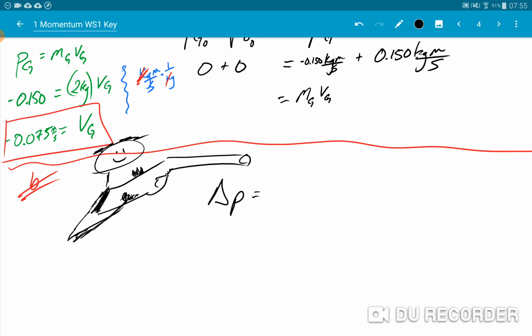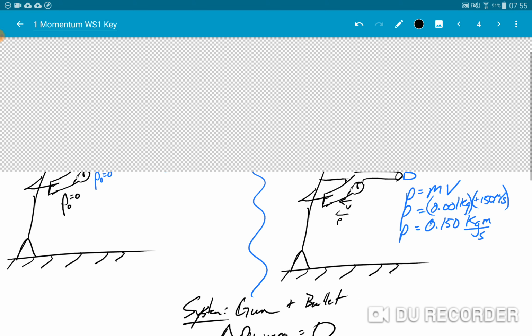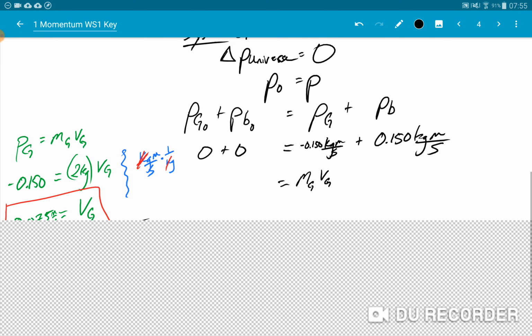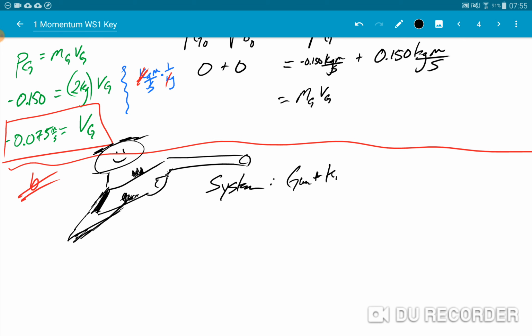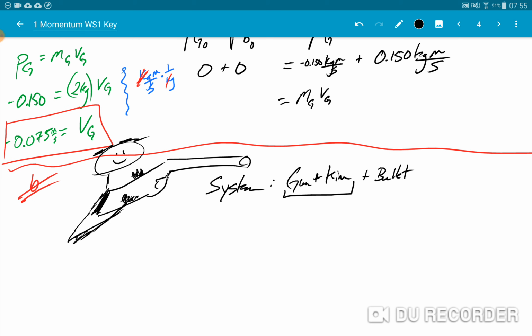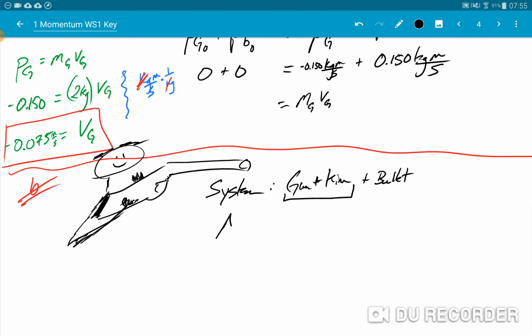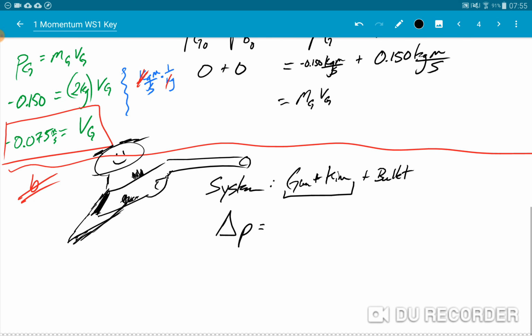So I'll keep my system, but now I'm actually going to change the system just slightly here, because if the gun and her are one thing, then the gun and her, wait, did she have a name? Kim. Gun and Kim are like one thing there, and then plus the bullet. So now I'm going to put her in the system because now she's moving and she's having some momentum. So again, I am including everything that's interacting here in my system.